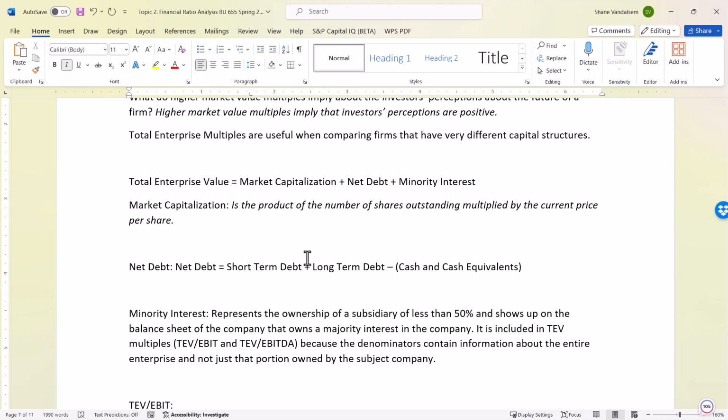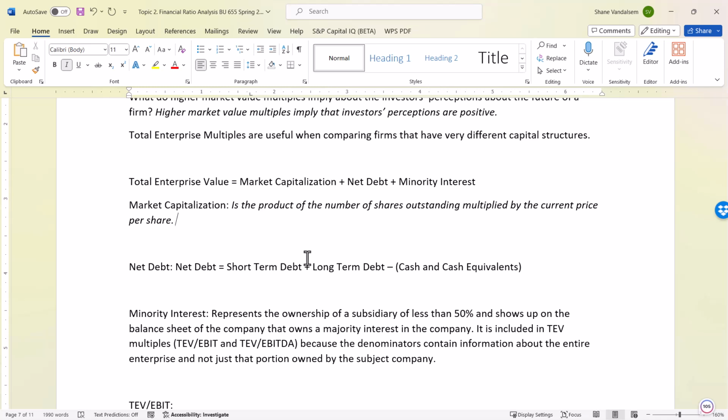It's included in the total enterprise value multiples, and I have two examples here we're going to go into, because the denominators contain information about the entire enterprise and not just the portion owned by the subject company. So whenever you see EBIT or EBITDA on a financial statement, that also includes the EBIT and EBITDA of a minority interest company, or subsidiary, I should say, that the company owns a majority of.